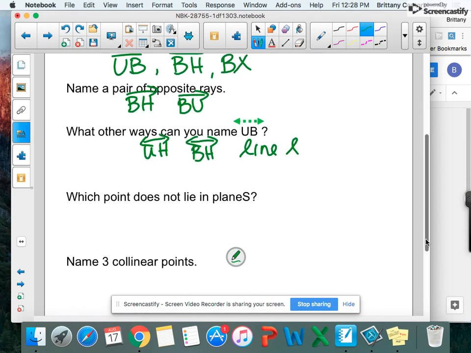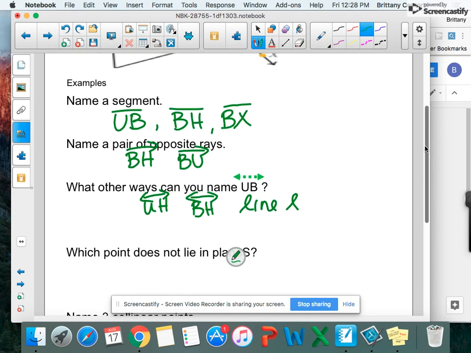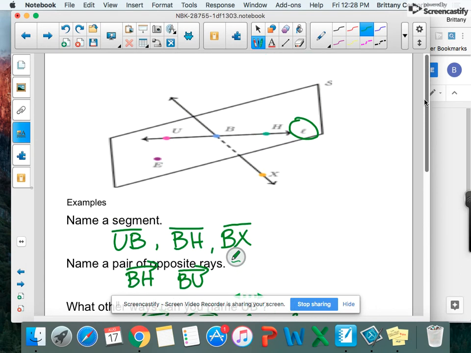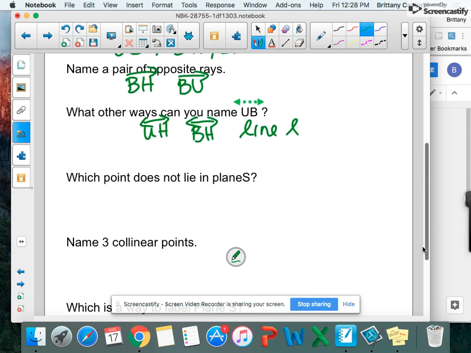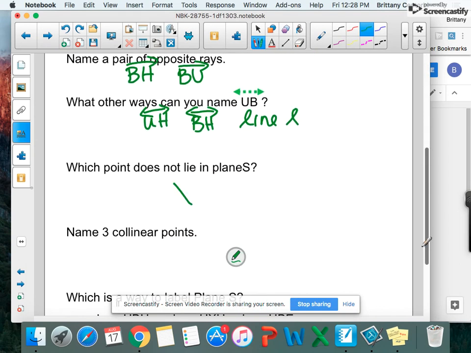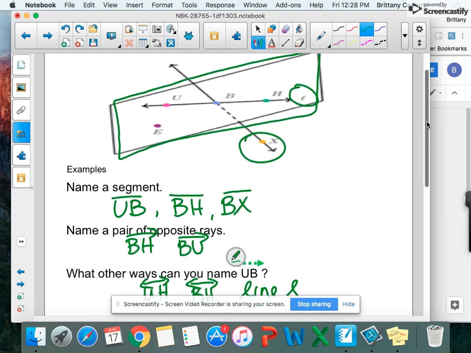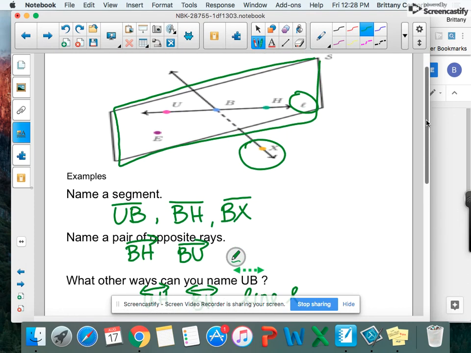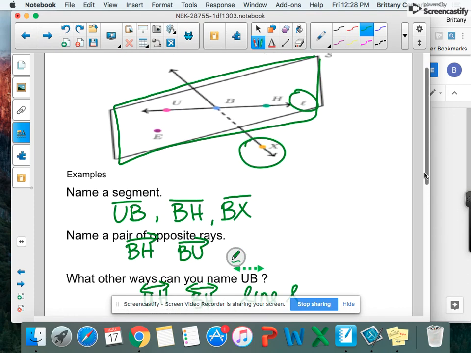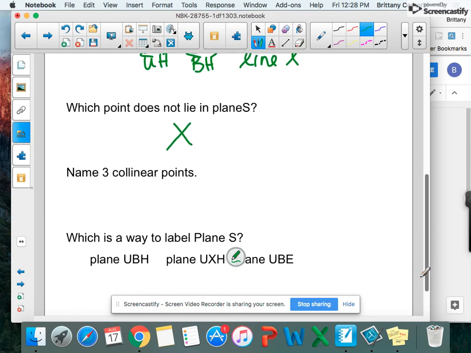Which point does not lie in plane S? If we go back up here, we've got our plane S right here, and the only point that is not in the plane is X. Next, 3 collinear points, so those are 3 points that are on the same line. We only have one of those, so we have one line, and the 3 points on that line are U, B, and H.